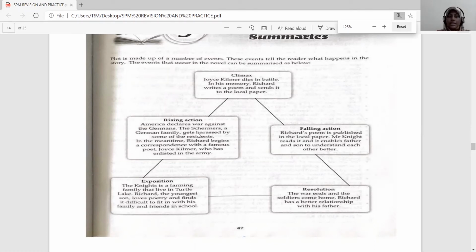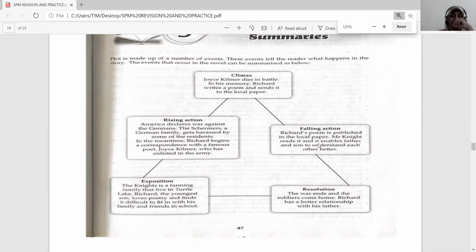And then the rising action. America has declared war against Germany. Sherman's family was getting harassed. Hannah in the school was bullied by the people. And then the introduction of a famous poet, Joyce Kilmer. In the climax, Joyce Kilmer dies in the battle. Climax means something, a kemuncak happened, all right? The big problem. Richard writes a poem and sends it to the local paper.